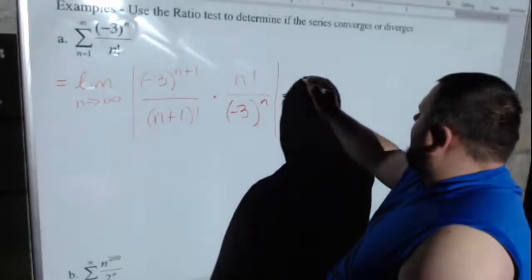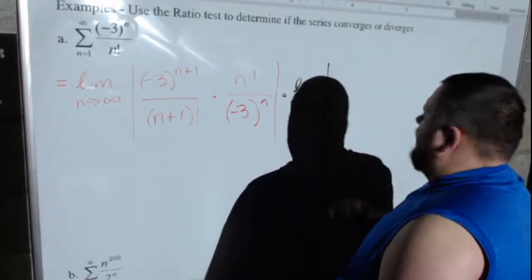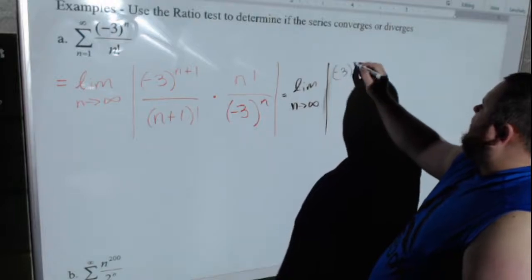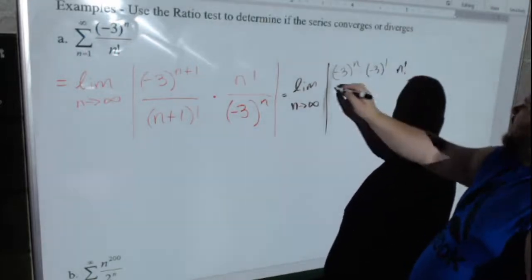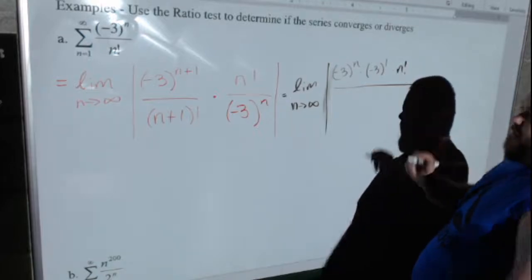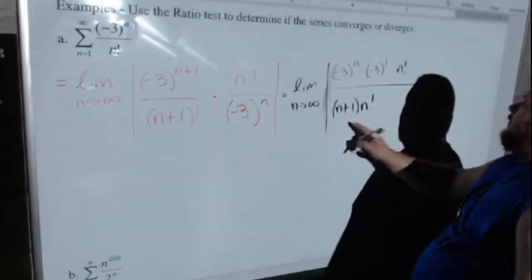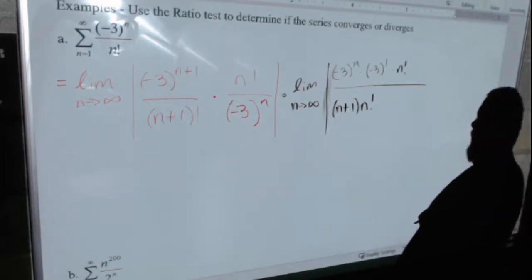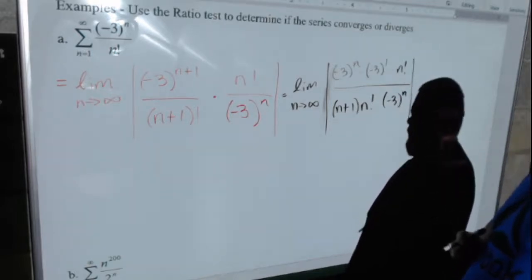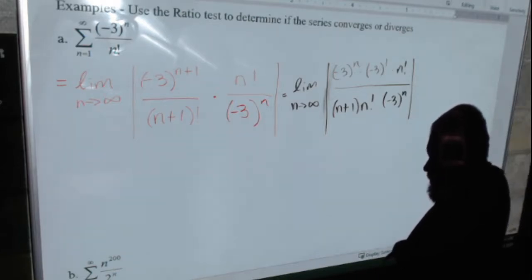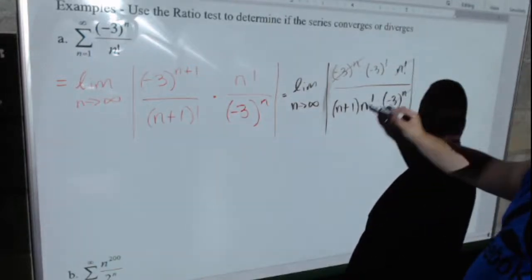So if I want to continue here, I need to start breaking this down. So this is negative 3 to the n times negative 3 to the 1 times n factorial. I leave that one alone because I have n plus 1, which I know if I break that up is n plus 1 times n factorial. And then on the bottom we have negative 3 to the n. So we can go ahead and cancel the negative 3 to the n's. And we can cancel the n factorial.